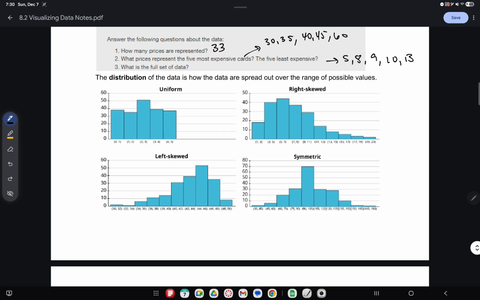But we have different distributions and how the data is spread out. So if they're relatively the same across the board, yeah, okay, we've got one that's definitely greater than the rest, but it's pretty much the same, definitely in comparison to the other types. It's called uniform. Right skewed is going to have a tail on the right. See how it trails off? Left skewed is the opposite. It's going to have a tail at the left. And then symmetric looks like if I could cut this in half, it looks to be about the same on the left and the right.